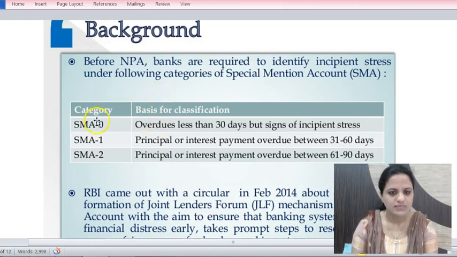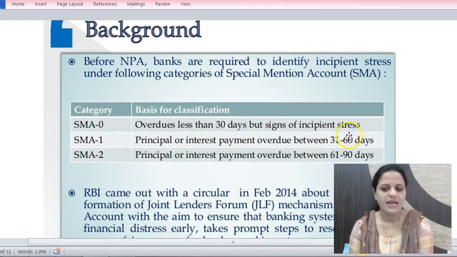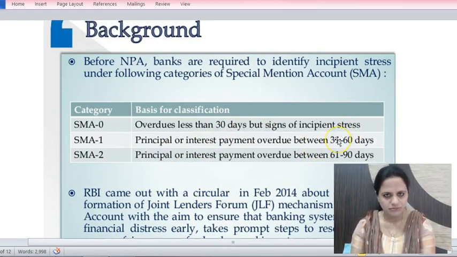So you can see, special mention account is categorized 0, 1 and 2 depending on how long the overdue is. So if overdue is less than 30 days, then it is a sign of stress that dues were there. It was supposed to be paid by a particular date. Now it is extending, but still not more than 30 days have gone ahead. So that is, overdue is less than 30 days.